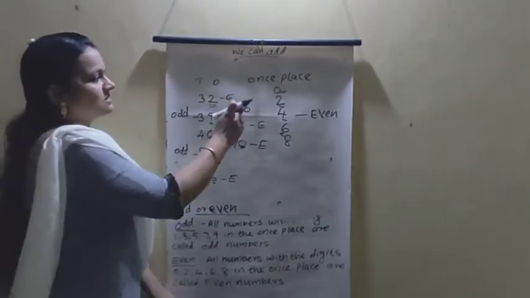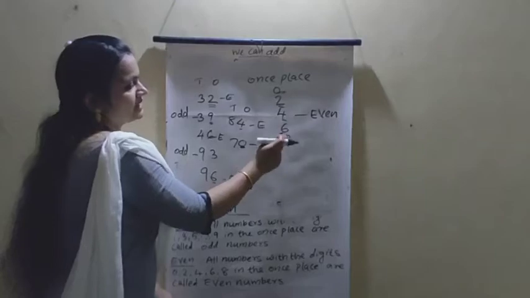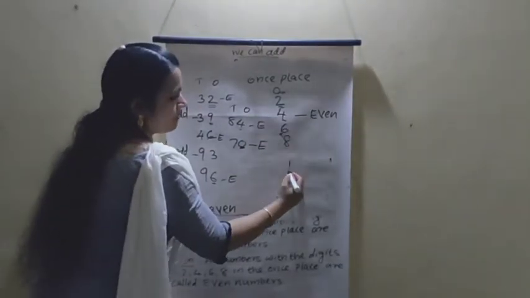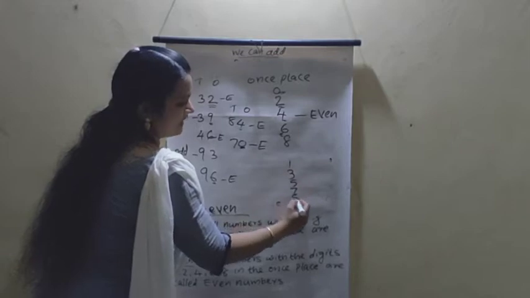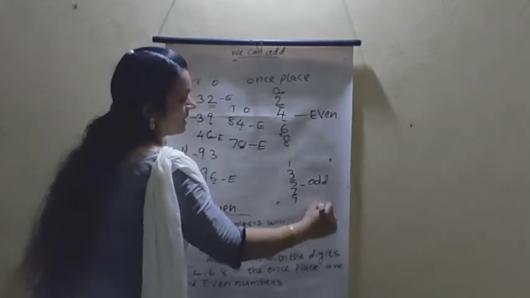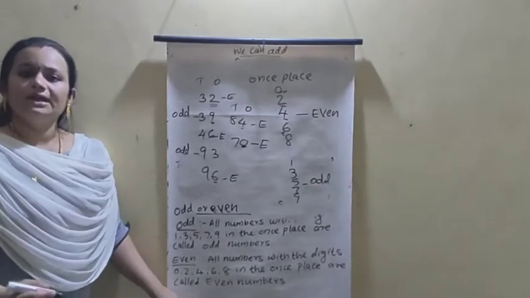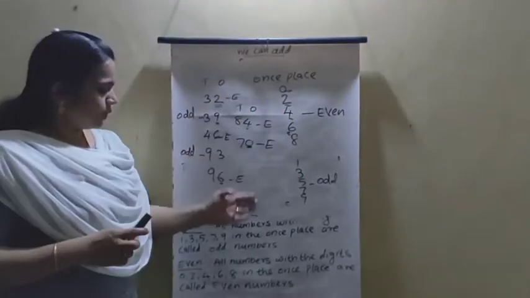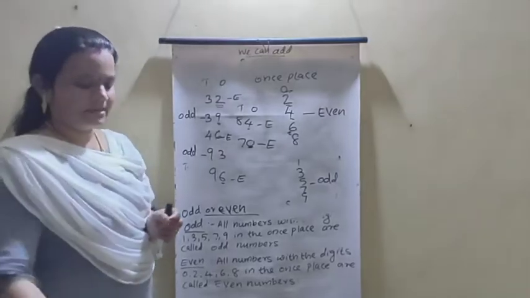Okay. Numbers with 0, 2, 4, 6, 8 in the ones place are called even numbers. Numbers with 1, 3, 5, 7, 9 in the ones place are called odd numbers. Understood all? Understood odd numbers and even numbers?